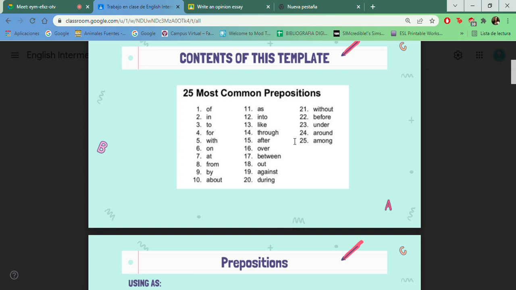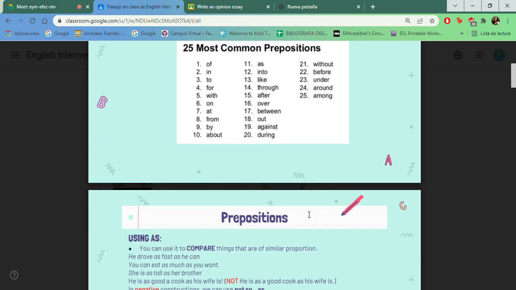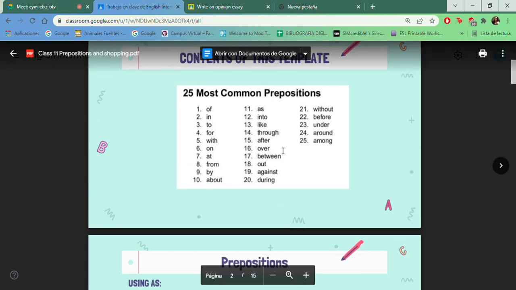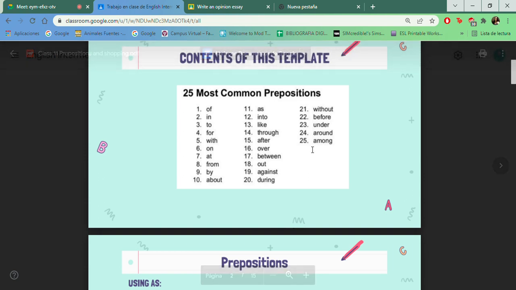Good. Any questions about these prepositions? We are going to talk about some of them and the difference between on, in, and at. Okay? Sorry, I don't know, is my microphone okay? Yes, I can hear you. Great, thanks.